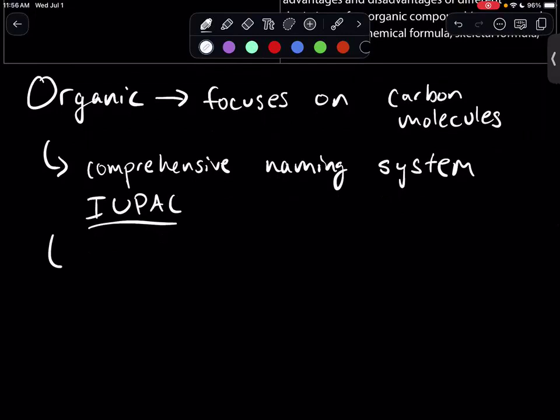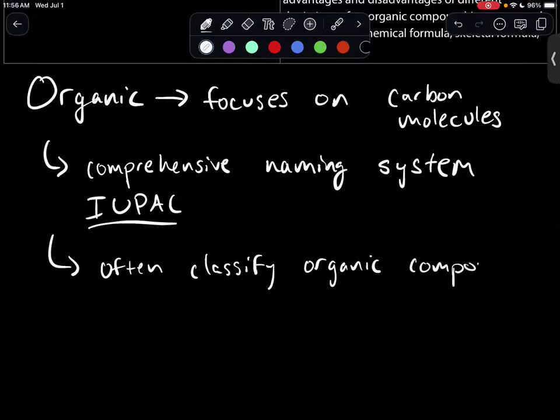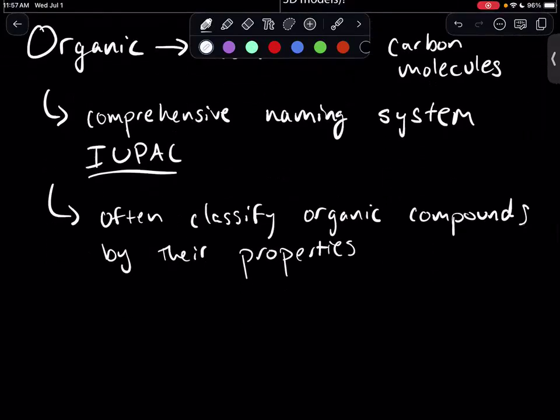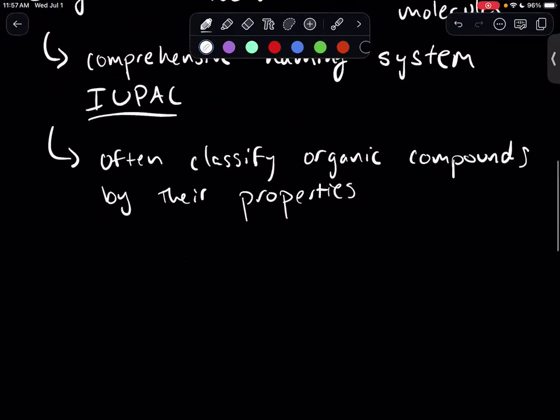Furthermore, something we want to get ahead of and put in our brain is that we often classify organic compounds by their properties. Their properties, being both chemical and physical, are a lot easier to see when the molecule is drawn and based on the formula you're provided. So we're going to talk about that. Now, going back to what I mentioned, why is carbon special? Why carbon?